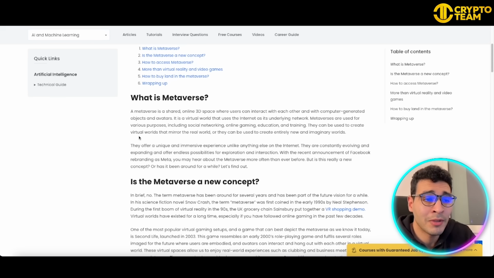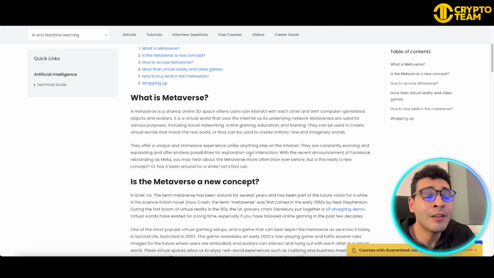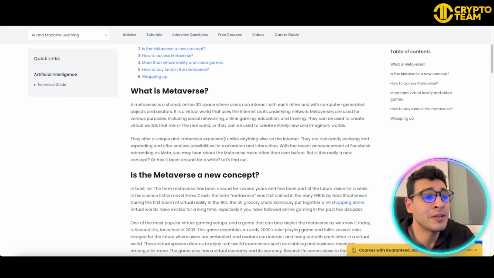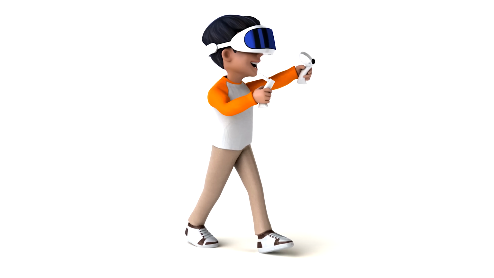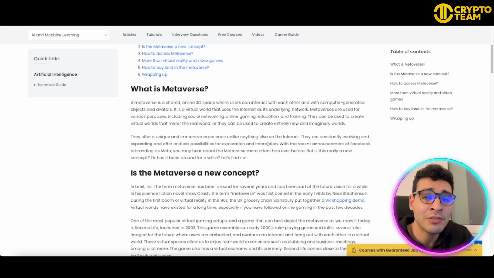The expansion of the Metaverse actually is having its peak right now as we speak, and it's evolving more and more. So it's an upward trajectory for the Metaverse, and you might need to get yourself more involved in the information about the Metaverse before you can fully understand what's going on. They offer a unique and immersive experience unlike anything else on the internet, constantly evolving and expanding and offering endless possibilities and opportunities for exploring and interaction. Meaning that in some forms of the Metaverse application you can have a VR set, a virtual reality set, you can put it on and interact with each other as if you're already there, so your senses are already involved in the experience and it will take you to a completely different level.